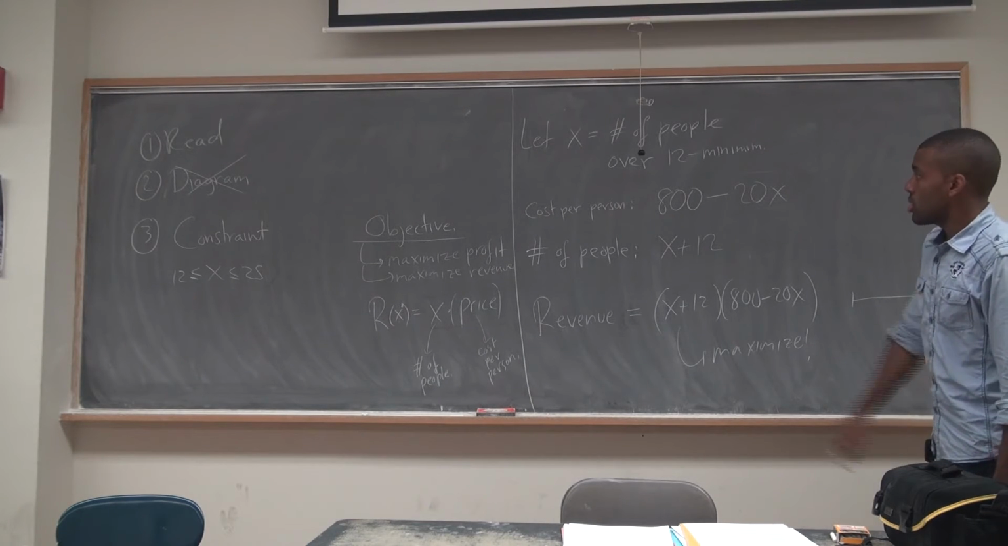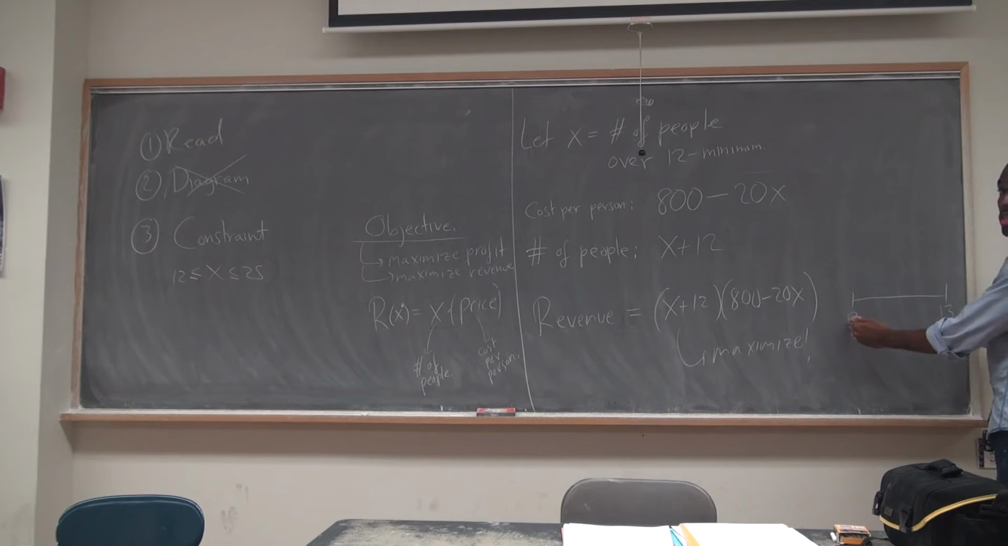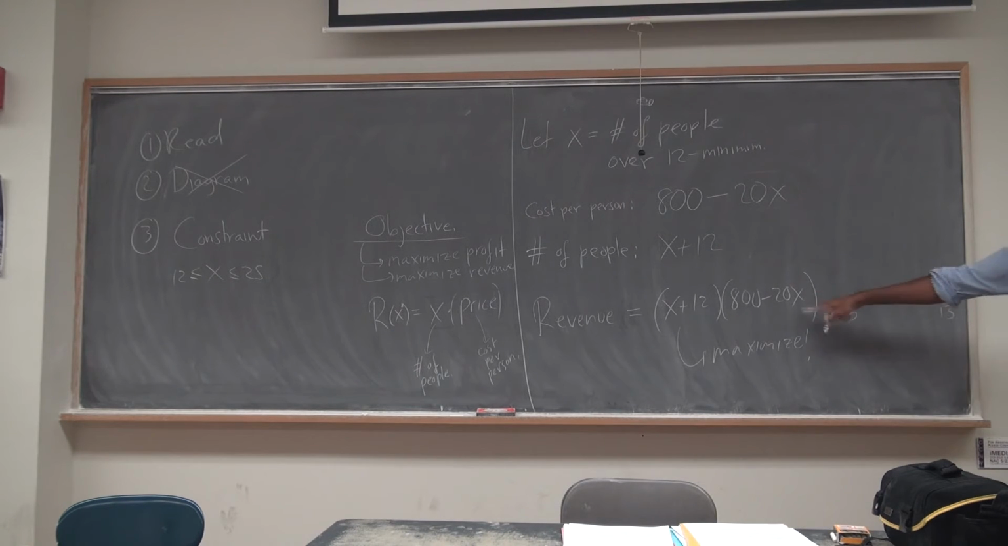Our x is the people above 12, so it can go from 0 up to 13. Right, so x has to be between 0 and 13. So you're going to find the largest value that this function attains on that interval. You're going to find the absolute maximum on that interval.